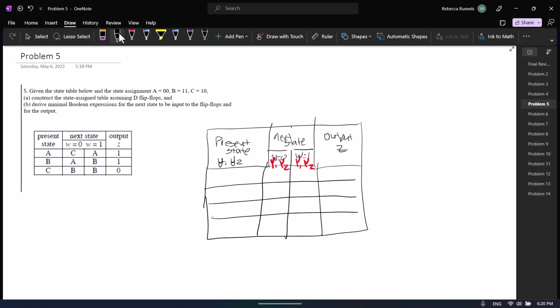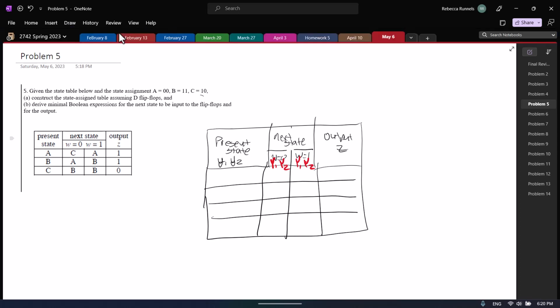And we are told to use these. If you're not told, you're allowed to do it however you want. So 0, 0 for A, 1, 1 for B, 1, 0 for C, and that leaves unassigned 0, 1. So those are going to be don't cares. So I'll just go ahead and fill those in. Those are don't cares. And output 1, 1, 0.